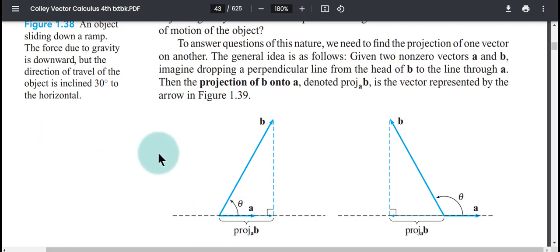Okay, but we want to get a formula for this thing, the projection of B onto A. Now, clearly it depends on theta, right? If theta is smaller, then we're talking about an angle like this, and so the projection of B onto A will be longer or have more magnitude. But one thing to remember is it has to be in the direction of A, either the same direction as A or 180 degrees.